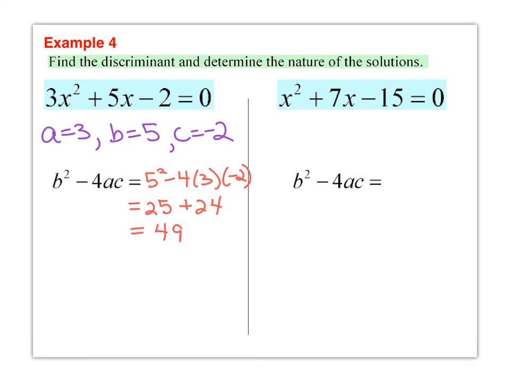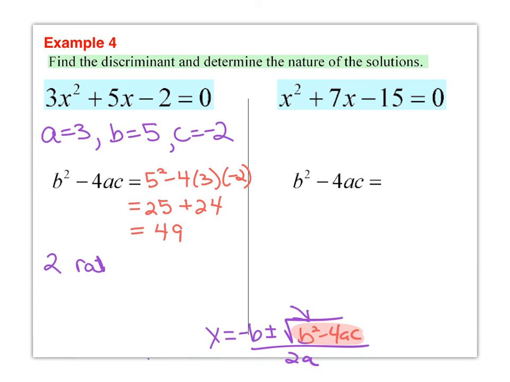Again, recall that the quadratic formula is x equals negative b plus or minus the square root of b squared minus 4ac all over 2a. If this number right here is a perfect square, then you're adding and subtracting an integer. So you're going to end up with two rational solutions. So two solutions that you can write as reduced fractions.